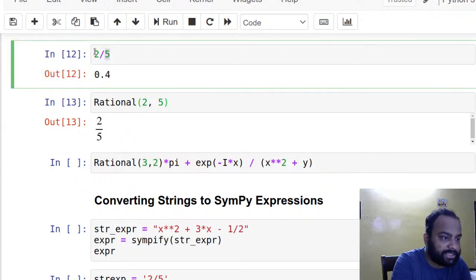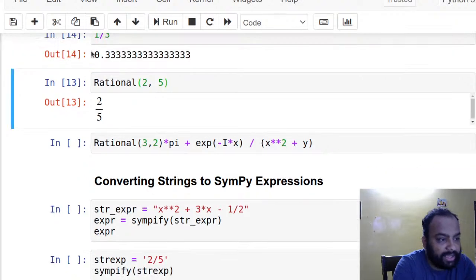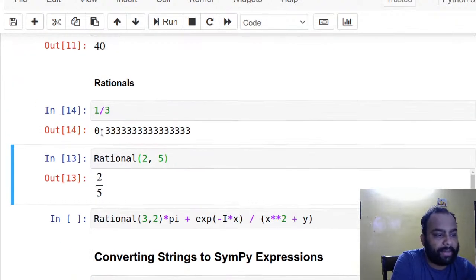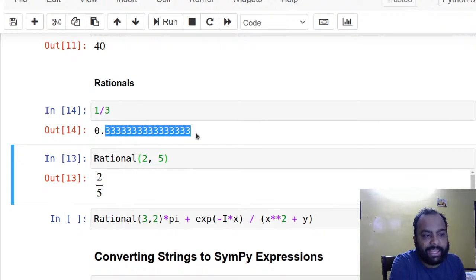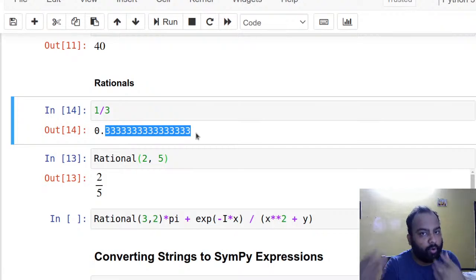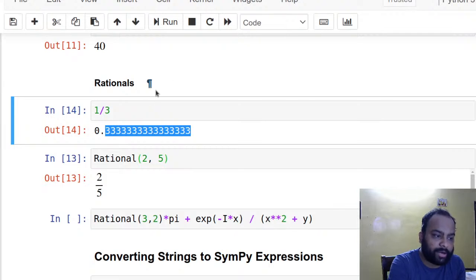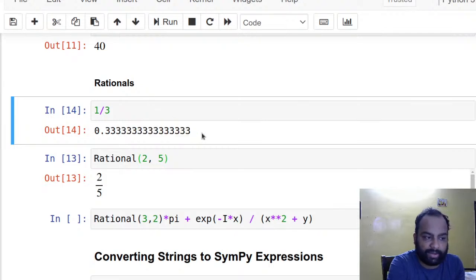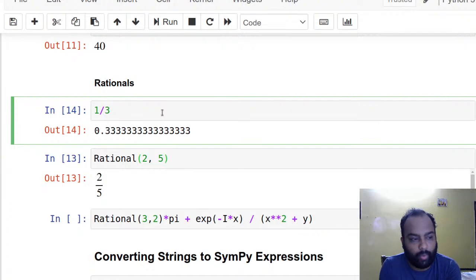So if I say, for example, 1 by 3, Python writes it as 1.33333, but you can write as many 3's as you want, and the representation will never be complete, because this thing will never be exactly equal to 1 by 3. It will grow closer and closer to 1 by 3, but it never becomes 1 by 3.